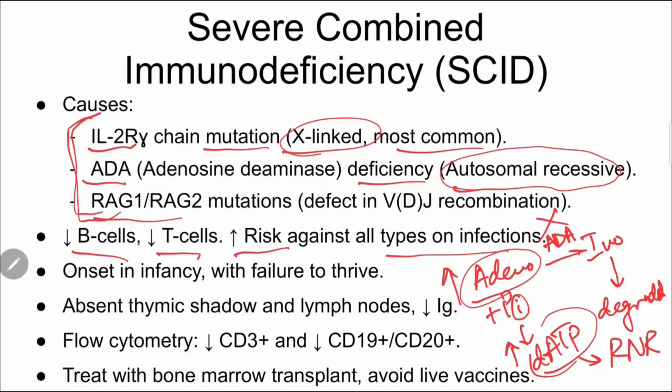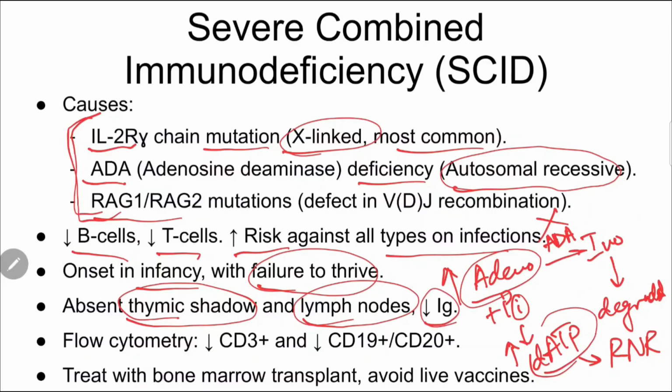And the onset occurs in infancy, right? Just after 6 months. And it occurs with a failure to thrive because since they have such a very severe susceptibility to infections, they have a very low chance of surviving. And because you don't have T cells, you won't get a thymic shadow, right? And because you don't have B cells, then you won't get your lymph nodes, and you'll have low amounts of immunoglobulins. So both of them will be absent.